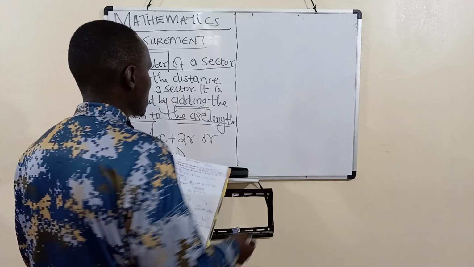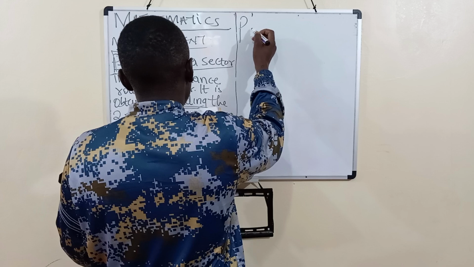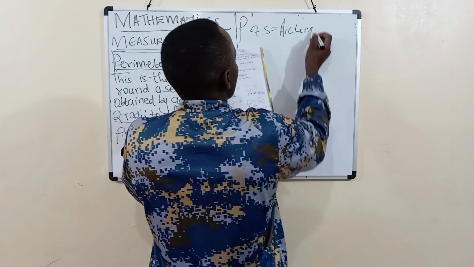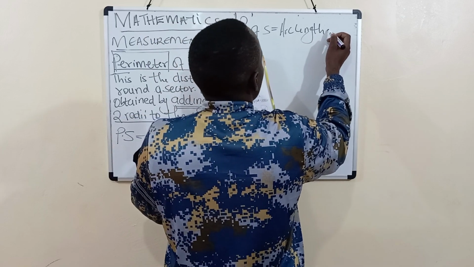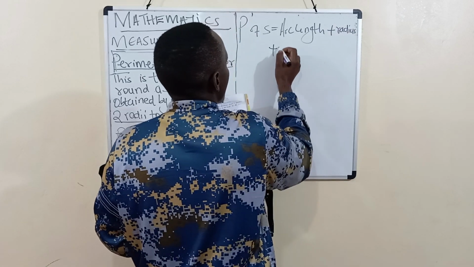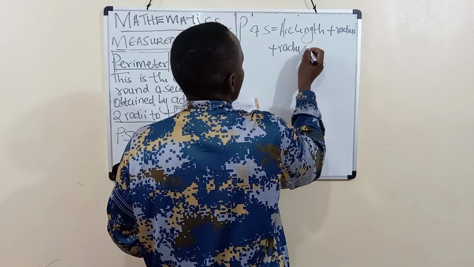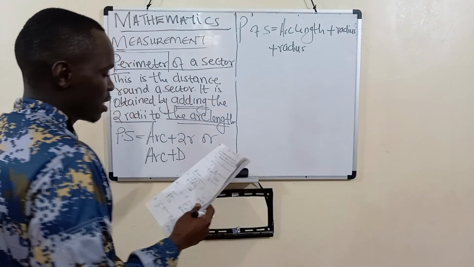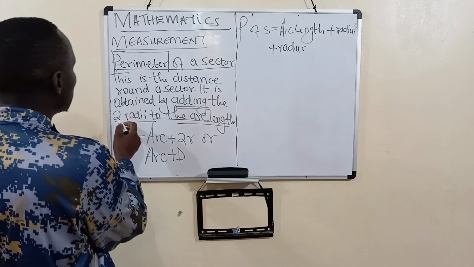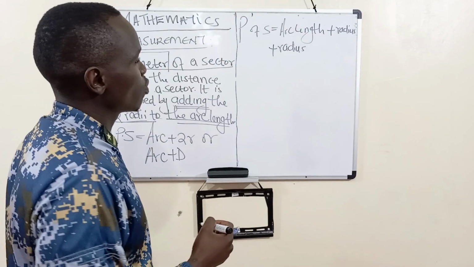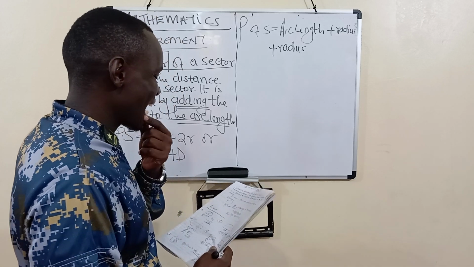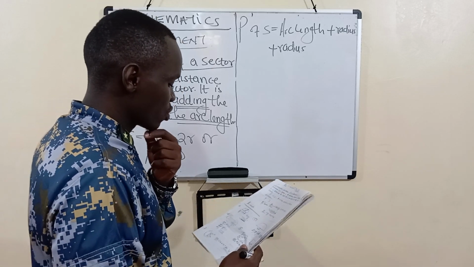Allow me to write and say that the perimeter of a sector is given by the arc length plus radius, again, two radii. Remember, we have talked about two radii. Radii is plural. When it's one, it's a radius. So the perimeter of a sector is the arc length plus the two radii.